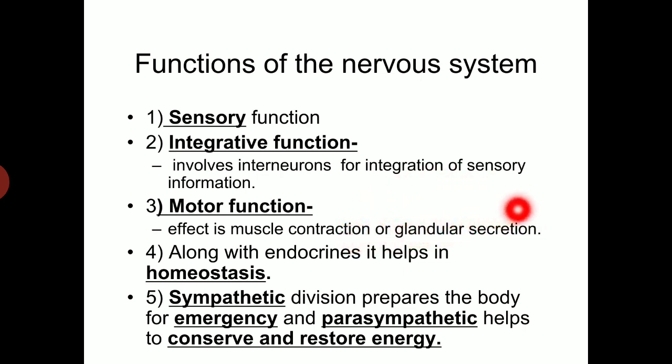Along with the endocrine system, it helps in homeostasis, the maintenance of the internal environment of the cell. And the sympathetic and parasympathetic function: the sympathetic division of the nervous system prepares the body for emergency conditions, and the parasympathetic helps to conserve and restore energy.